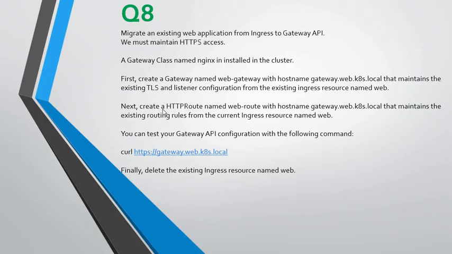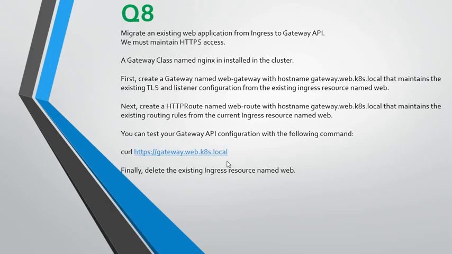After that, the next step is to create an HTTPRoute named web-route with the hostname this-that, maintaining the existing routing rules from the current Ingress resource named web. The routing rules will be exactly the same as those already configured in the Ingress; you have to configure them in the HTTPRoute. Then you can test your Gateway API configuration with the given command, and finally delete the existing Ingress resource after creating the Gateway and HTTPRoute.